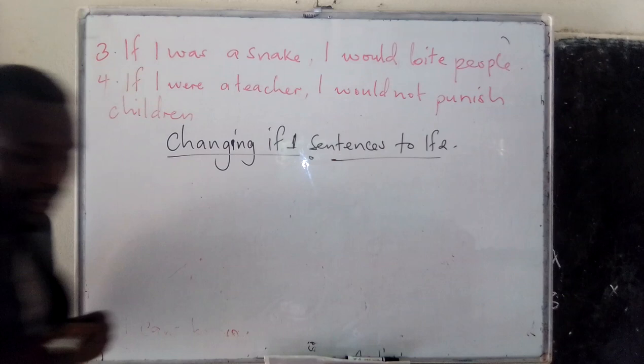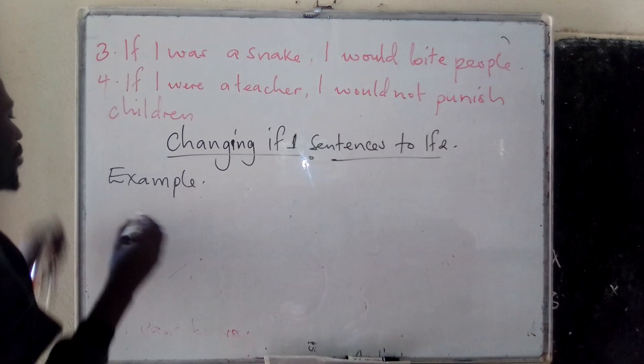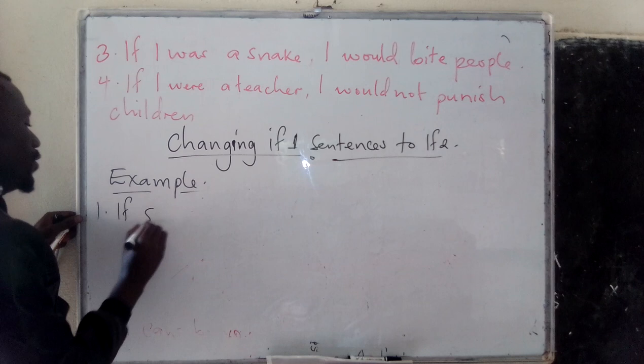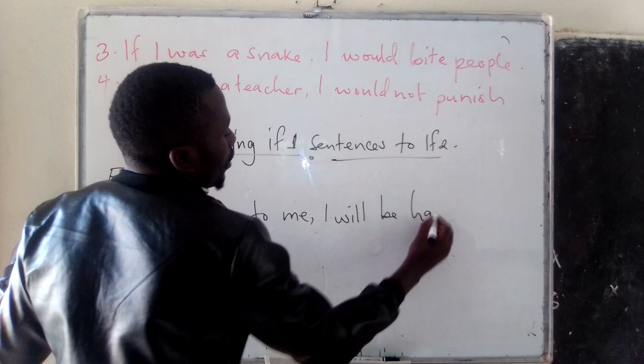I'll give you some example here. Example, how we can change if one to if two. For example, we have one sentence here, which is if one. If she writes to me, I will be happy.